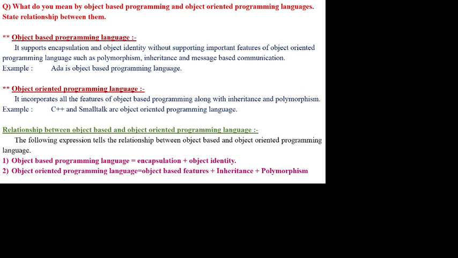What is the relationship between object based and object oriented programming language? Object based programming language is defined as encapsulation plus object identity. That means an object based programming language provides two features, encapsulation and object identity. Object identity means it is identified which class the object belongs to. An object oriented programming language is known as object based features plus inheritance plus polymorphism. That means it has the features of object based as well as inheritance and polymorphism.